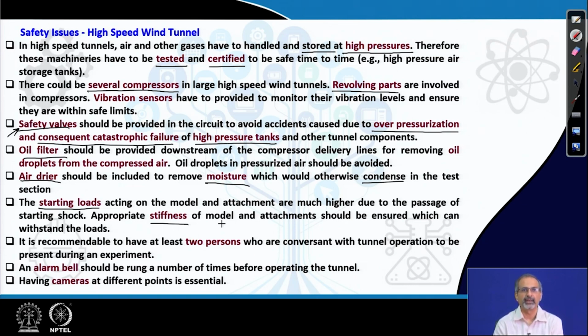So, appropriate stiffness of the model and attachments needs to be ensured, so that they do not yield to the large loads and fail. And there are some common safety issues, that means you need to have two persons who are conversant with tunnel operation present during an experiment, like we mentioned for low speed wind tunnels. You need to have alarm bells, you need to have cameras deployed according to the need of the facility, and obviously safety switches etc., which need to be used for immediate shutdown if need arises.